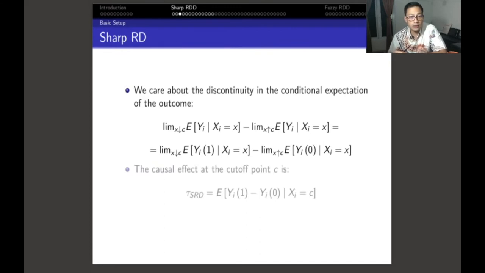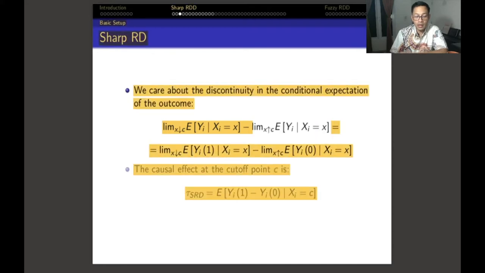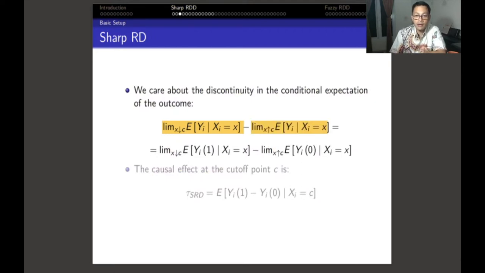Okay, so we care about the discontinuity in the conditional expectation of the outcome. And so what we're interested in is comparing the expected outcome of individuals with running variable X close to the cutoff value from above, and the expected outcome of individuals given that the running variable value is close to the cutoff from below. In other words, since individuals who are above the cutoff are those who received the treatment, and individuals below the cutoff did not receive the treatment, what we end up with is comparing the expected outcome of those who received the treatment with running variable X close to the cutoff from above, and the expected outcome of individuals who did not receive the treatment with running variable close to the cutoff from below.